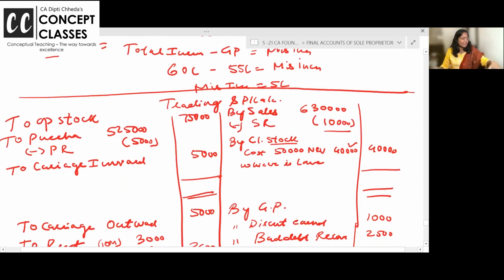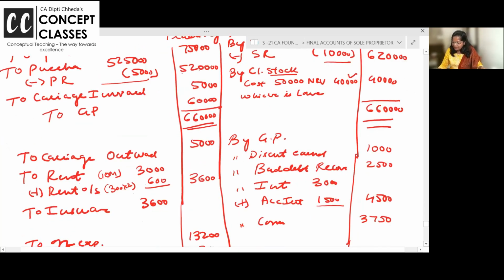We will complete now trading account. What is the sales given to you? 6,20,000 and total is 660. What is purchases? 520 and 80, 6 lakhs. So what is the GP or gross profit? 60,000. Are you able to do without calculator? 520 and 70 and 580. 520 and 80, 6 lakh minus 660. So GP is coming 60,000.